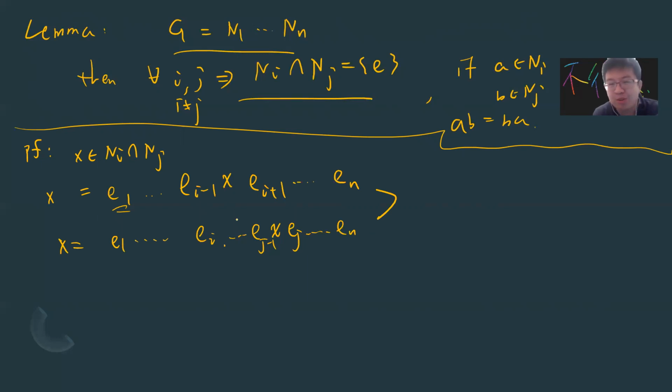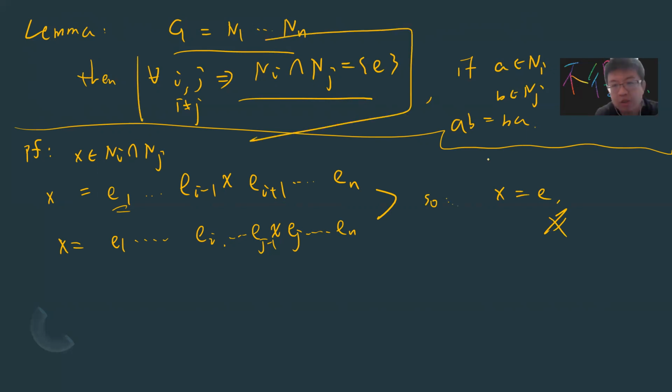So it looks very simple, right? So x must be the identity, x must be identity, trivial. Okay, so now this part is trivial, right? So let's work on this part.